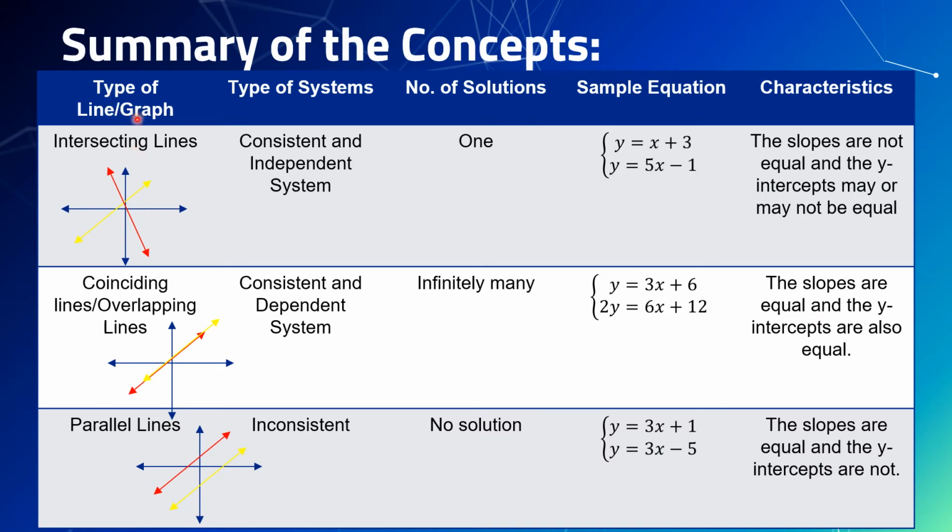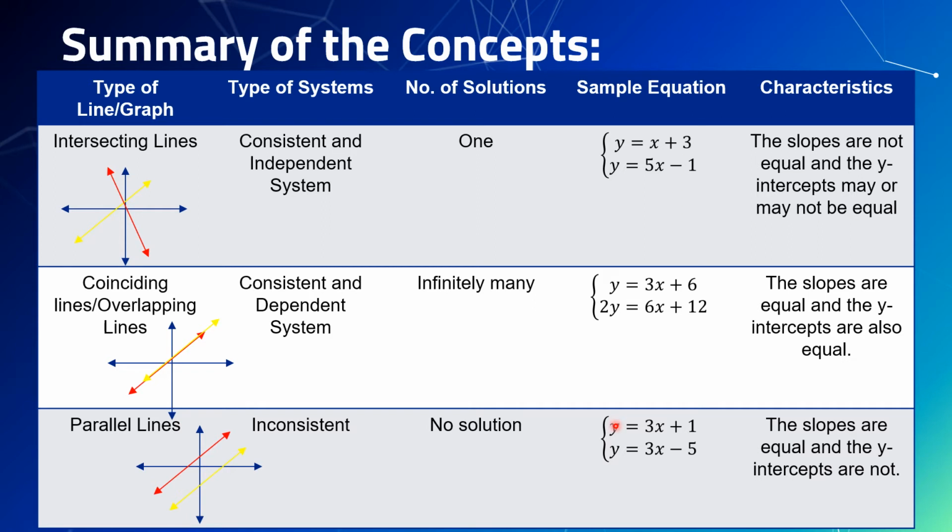And the last type of line or graph, we have here parallel lines. This is an inconsistent system. As you can see, the two lines here are parallel. There is no case that these two lines will intersect. That is why there is no solution, because there is no point of intersection.